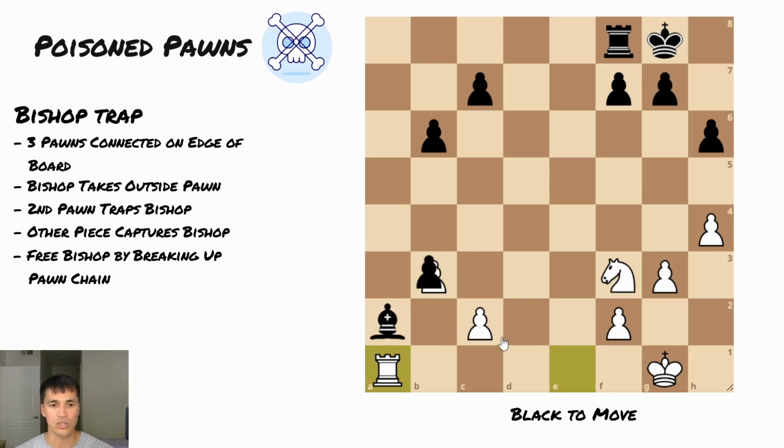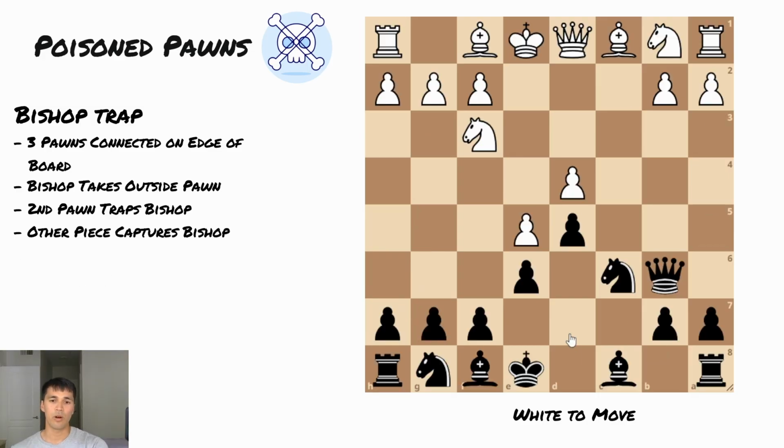So this is a super common way to break your bishop out of the trap, is to bring in a pawn and break up that pawn chain. Because when the pawn captures, it's going to protect the bishop at the same time. The next type of poisoned pawn scenario we're going to look at is a discovered attack with check.